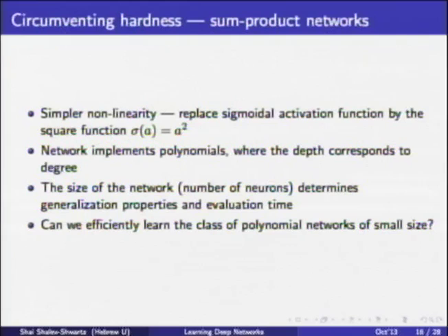Okay, so what are sum product networks? The idea is to have a simpler non-linearity. Instead of the sigmoidal function as the activation function, we will take sigma of a to be just a squared. Okay, so all that such networks do is sum things and take products of things. This is why they are called sum product networks, and summing and multiplying is actually the way we calculate polynomials. So such networks learn polynomials. The size of the networks, as measured by the number of neurons, determines the generalization properties and the evaluation time of the network. So we want to efficiently learn polynomial networks of small size.